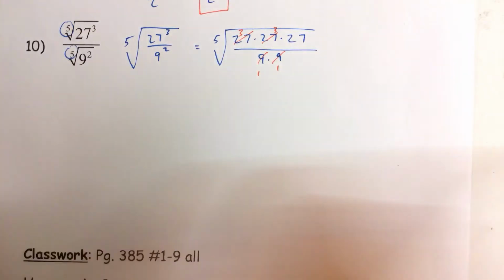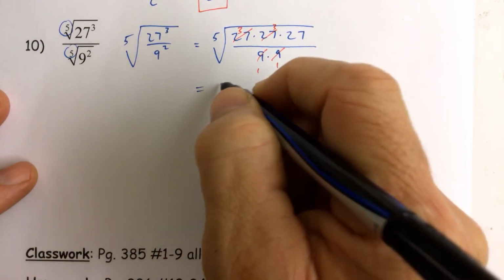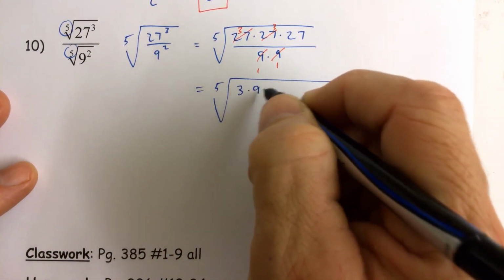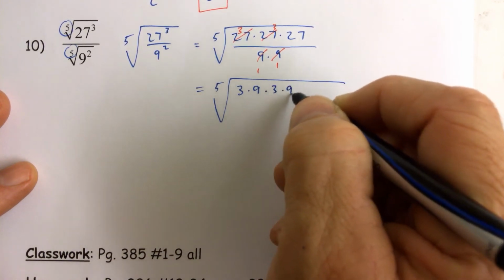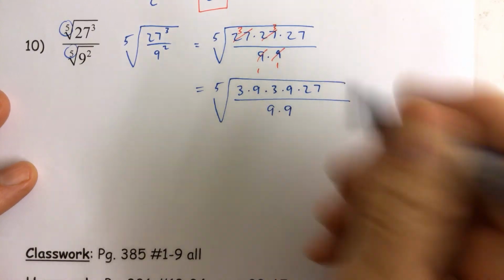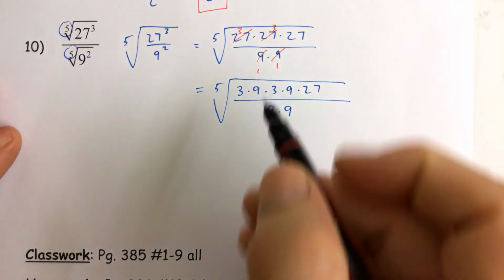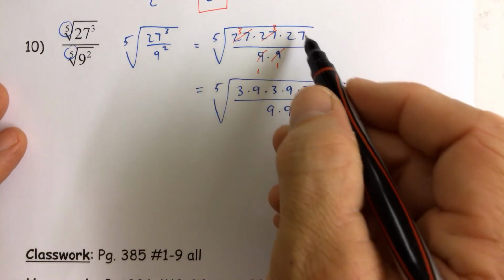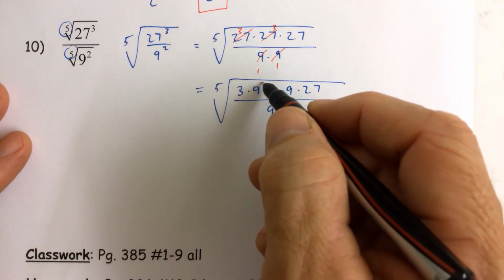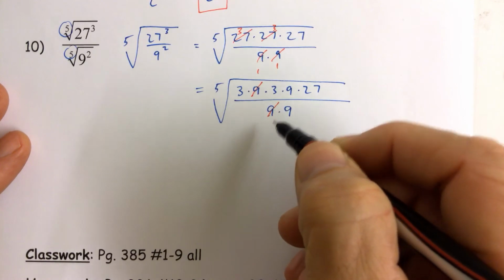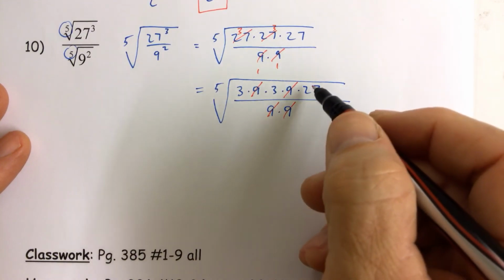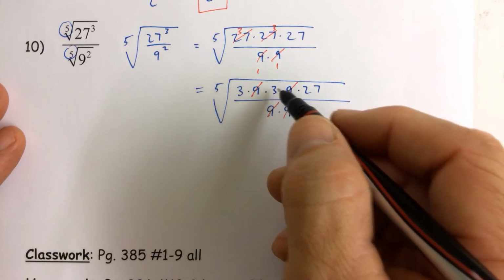So I'm canceling like factors. In fact, if that doesn't sit well with you, let me just expand it one more time. I can take each of the 27s and write them as 3 times 9. I'm going to save the last 27 because I only have 2 9s down below. So all I'm doing is factoring the factors that are already there. 27 again is 3 times 9. I know that 9 divided by 9 is 1, and again, another 9 divided by 9 is another 1. And so we have 27 times 9.